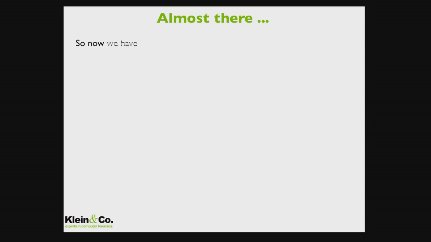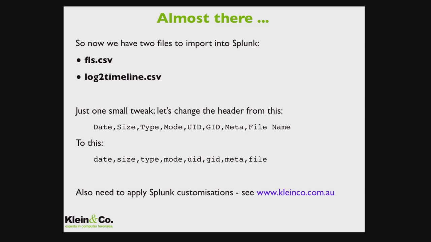Okay, so the next step is we're going to put these into Splunk and start playing around with it, but there's one more step before we do that. These files will each have a header which will look like that. What I've done in the customizations I got for Splunk is simply make them all lowercase because I'm lazy, and it's easier when you're doing lots of searches not to capitalize your searches. And they also make the file name just file, so it's a really small tweak. Pull out your favorite text editor, and away you go.